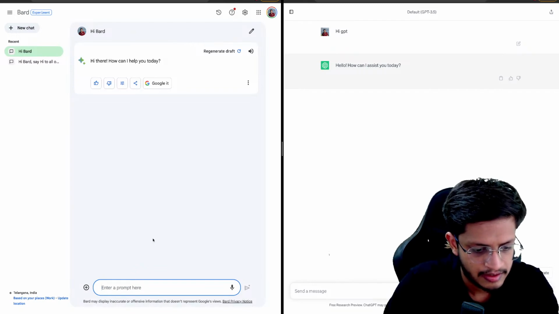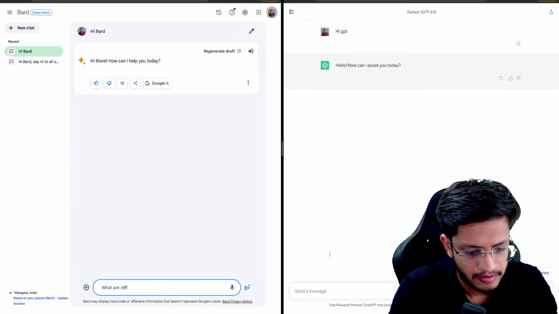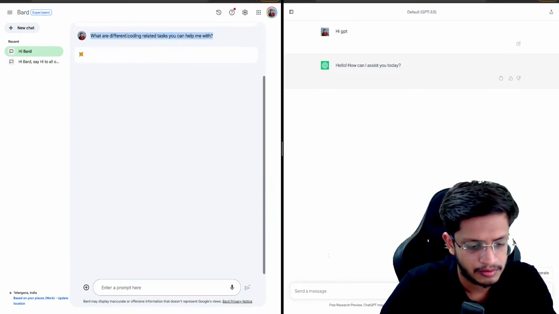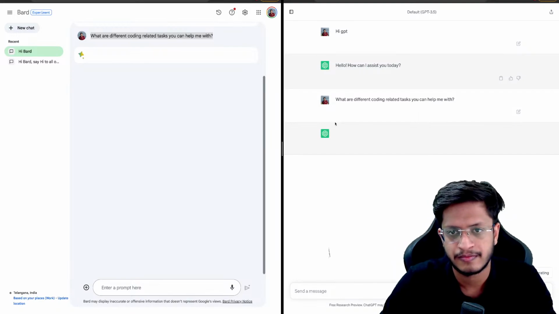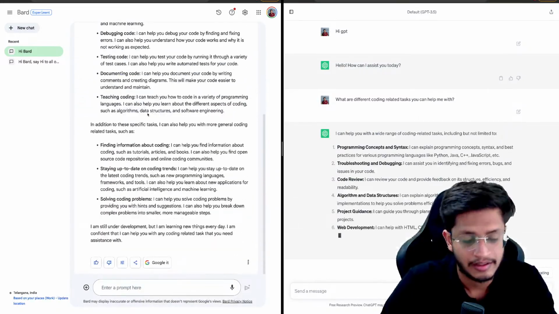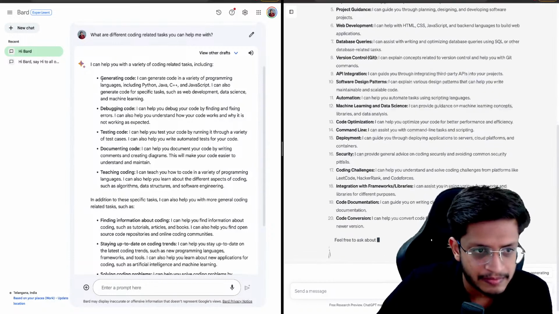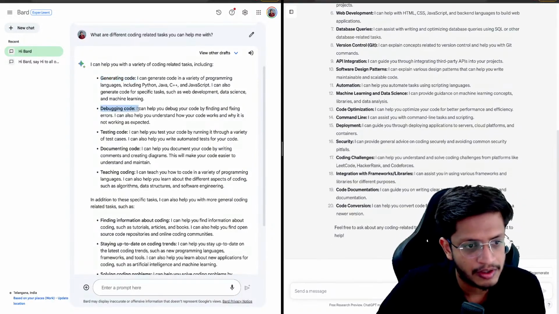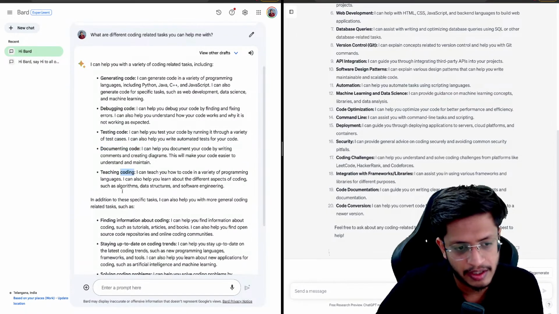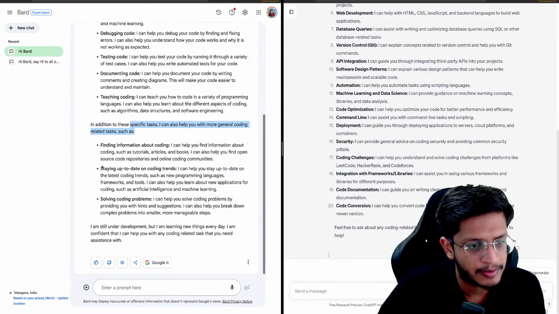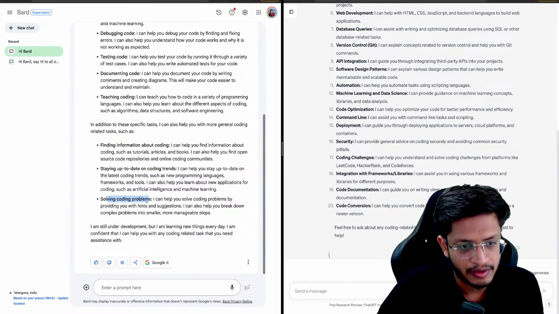So let's ask what are different coding related tasks you can help me with. I'll ask the same question to both the chat assistants. So they are saying you can generate code, you can debug code, you can test code, you can document code, and you can actually teach coding as well. In addition to these specific tasks, I can also help you with more general coding, like finding information about coding, staying up to date on coding trends, solving coding problems.